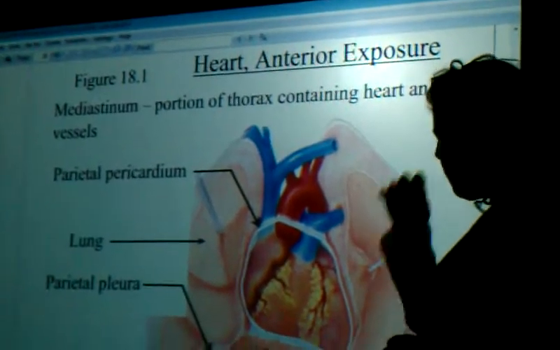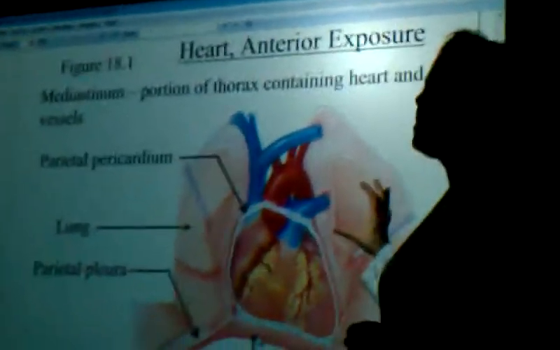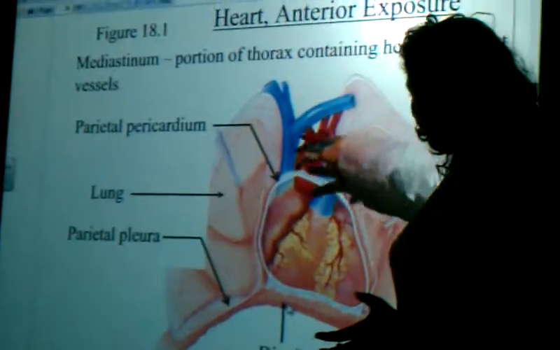Okay? Now, I want you to notice how this heart is positioned. We have the base of the heart here.